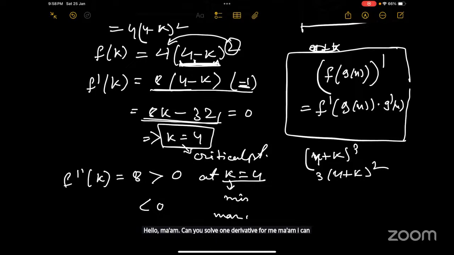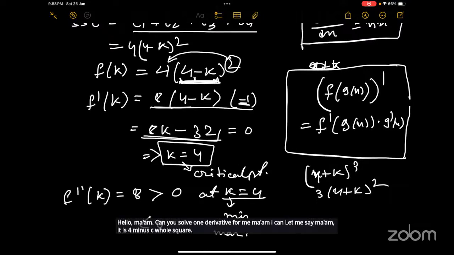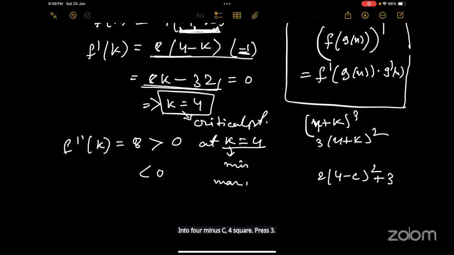Can I say, ma'am, it is 4 minus c whole square. 2 into 4 minus c whole square, plus 3 into 3 minus c whole square.